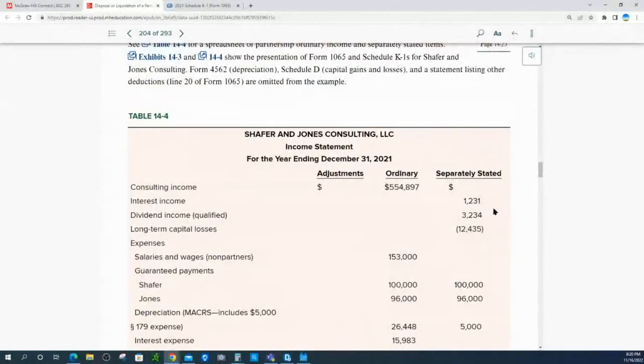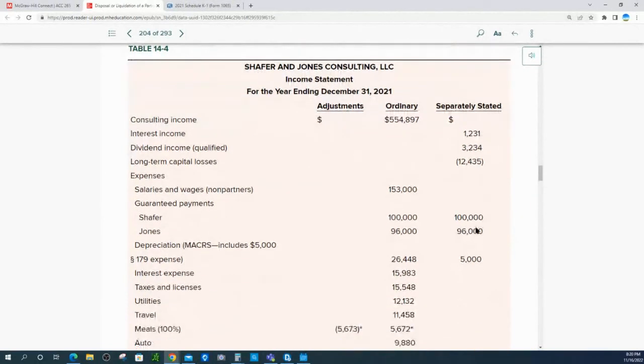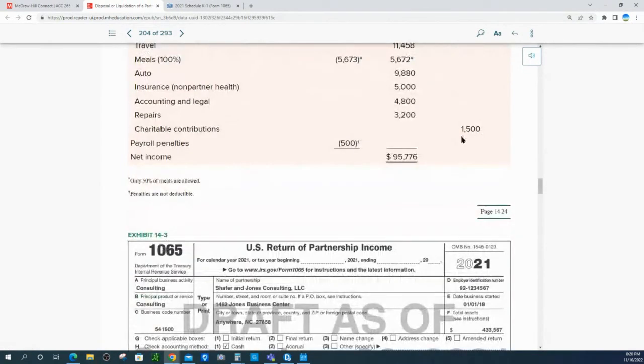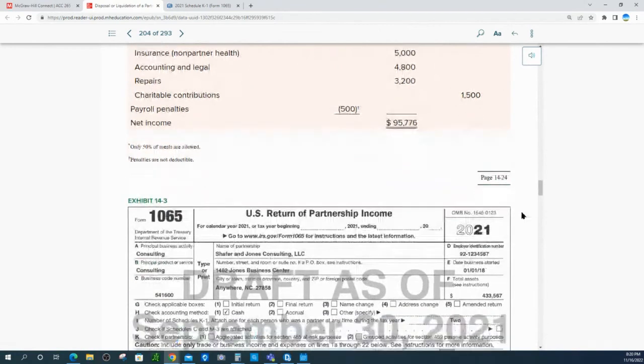So these are the separately stated items: interest, dividend income, capital losses. The guaranteed payments are both, remember, and the 179. Oh, I'm sorry, this is the depreciation, and then this is the 179 portion of the depreciation. And then charitable contributions are separately stated as well.